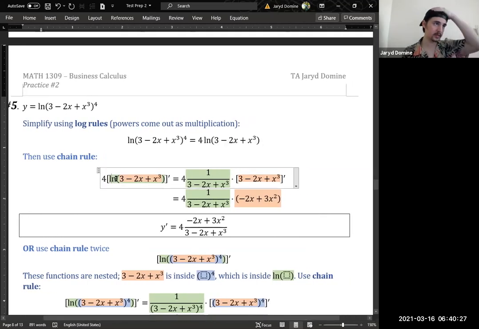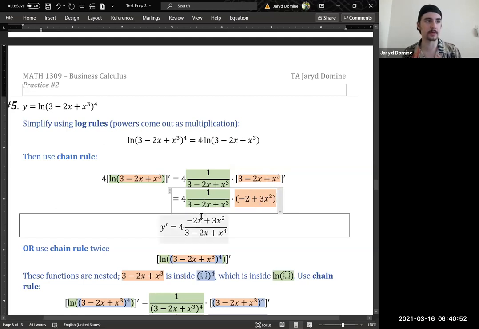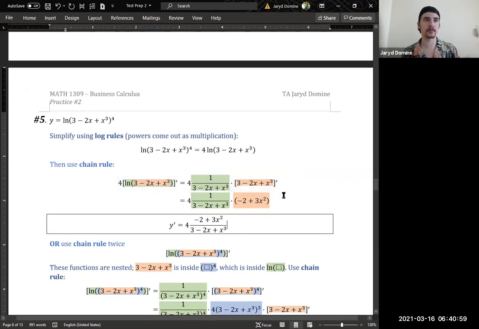All right. So we're going to take a look at this. Natural log of all this stuff on the inside. So we take the derivative of the outside. Okay, so that's 1 over the stuff. Natural log, 1 over x, right? And then times the derivative of the inside. And the derivative of the inside, we just get that from the power rule. So that's minus 2 plus 3x squared. Okay. So yeah, just the chain rule. Simple. So use the log rule to simplify it, and then use the chain rule.